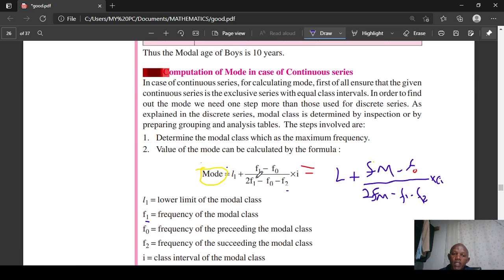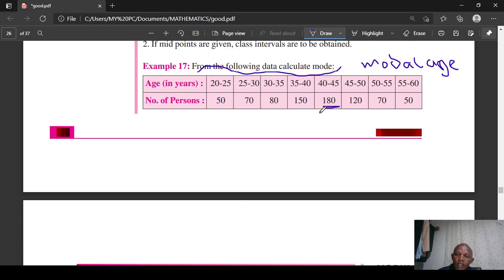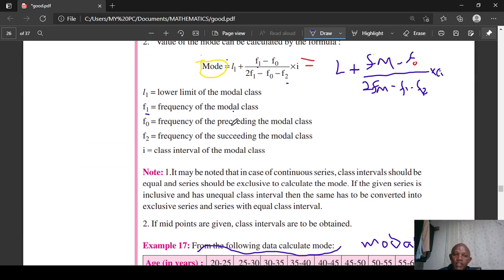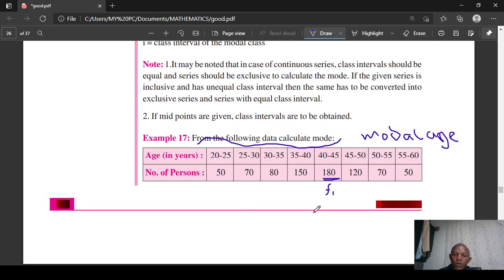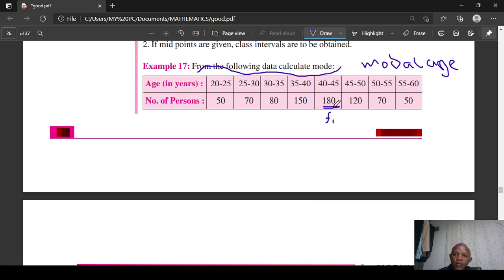So now using this formula here, we are saying F1 is the frequency of the modal class, or if you want to call it Fm, whatever. So now this is your F1. Now we are also saying F0 is the frequency of the class preceding the modal class, that is F0. So what is coming before 180 is 150, of course.